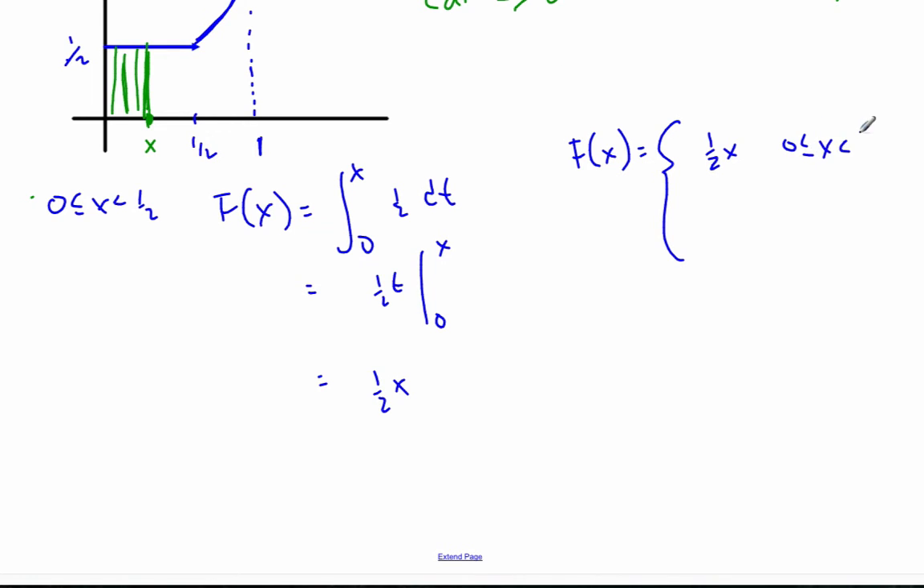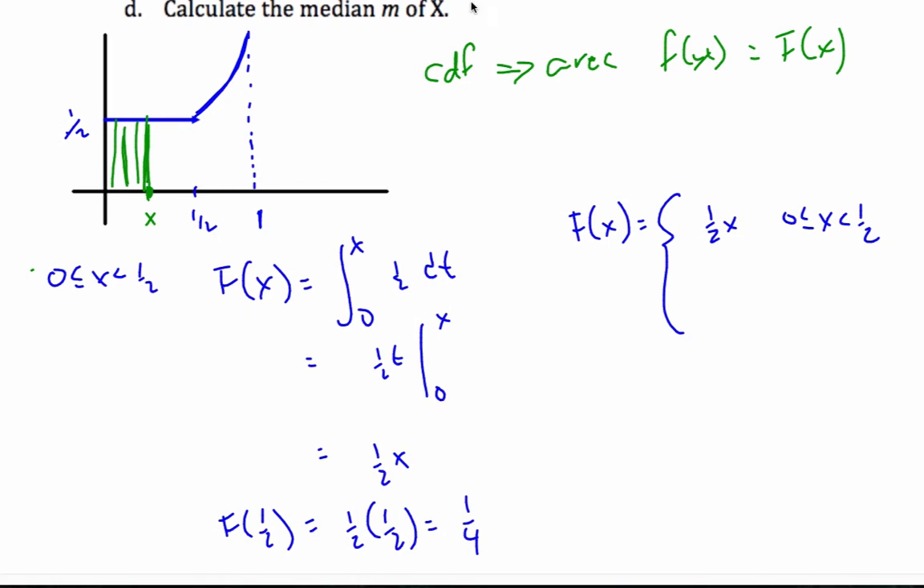Now, if I want to check that, if I want to do F of 1/2, well, if I plug in 1/2, it's going to be 1/2 times 1/2, which is equal to 1/4. So thinking about the graph up top here, this entire area up to 1/2 is going to be 1/4, which makes sense from my area of the square.